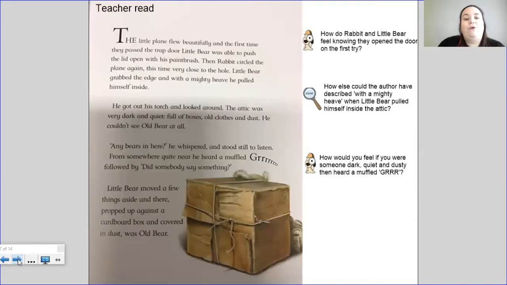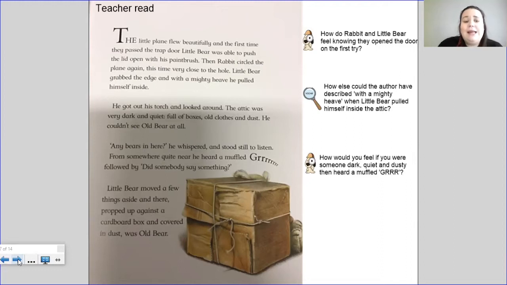The little plane flew beautifully, and the first time they passed the trapdoor, Little Bear was able to push the lid open with his paintbrush. Then Rabbit circled the plane again, this time very close to the hole. Little Bear grabbed the edge, and with a mighty heave, he pulled himself inside. He got out his torch and looked around. The attic was very dark and quiet, full of boxes, old clothes, and dust. He couldn't see Old Bear at all.